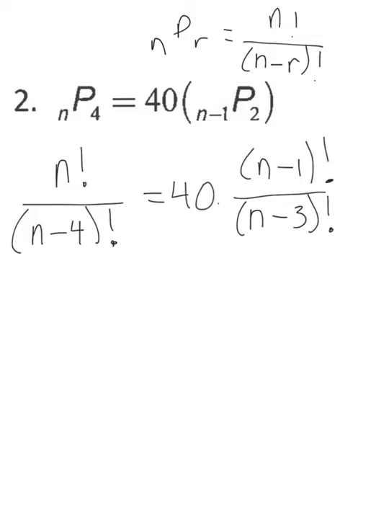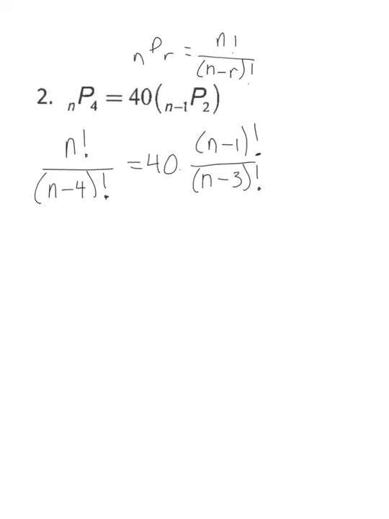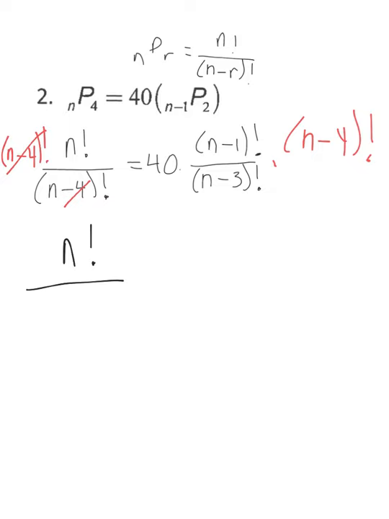So first thing we're going to do is move the n minus 4 factorial to the left-hand side. The way we do that is by multiplying both sides by n minus 4 factorial. These sides would cancel. What we do to one side, we do to the other. So an n minus 4 factorial. Now this will give us n factorial over, or nothing actually. Just have n factorial over here.